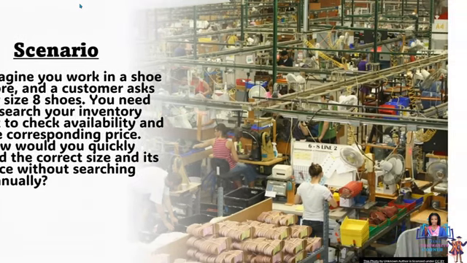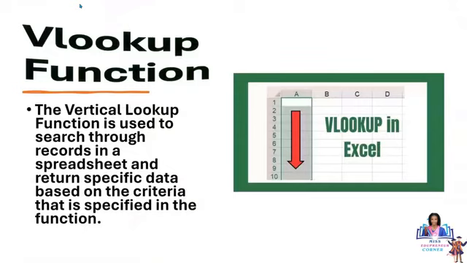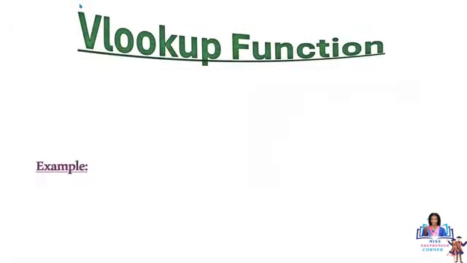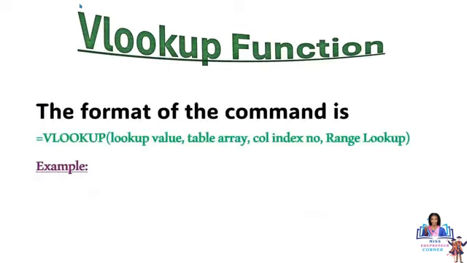The VLOOKUP function, otherwise known as the vertical lookup function, is used to search through records in a spreadsheet and return specific data based on the criteria that is specified in the function. So this is the format for the VLOOKUP function. Equal VLOOKUP, open bracket, lookup value, table array, column index number, range lookup, close bracket. And please pay attention to all the commas. So you can't leave them out when you are inputting this function in the spreadsheet cell.